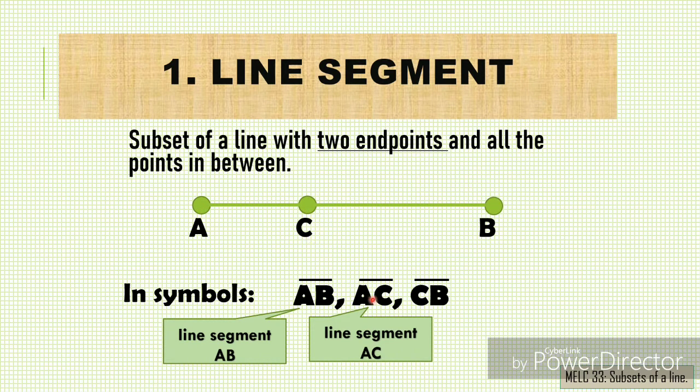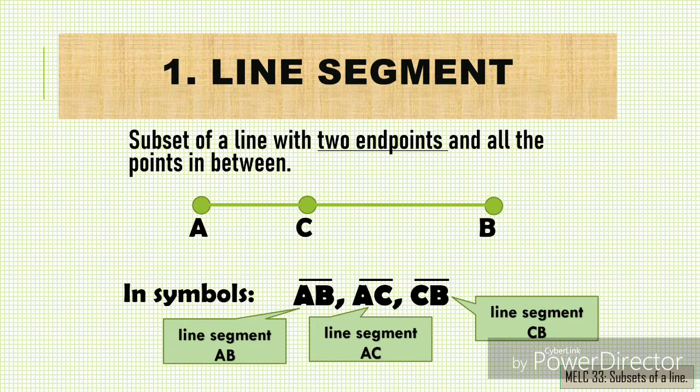So, take note ha, of the symbol. Yung ating dalawang letters, yung name ng points, ay pinagtabi, then merong bar sa ibabaw. And the third one is line segment CB. Ito naman yan, from point C to point B. Okay? So, kung papansin ninyo, no, yung AB kanina, siya yung pinakamahaba. Tapos yung AC, mas maliit. At yung CB naman ay mas malaki as compared doon sa line segment AC.